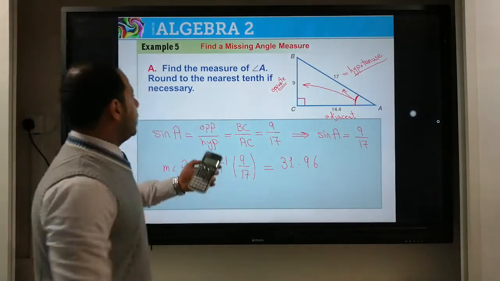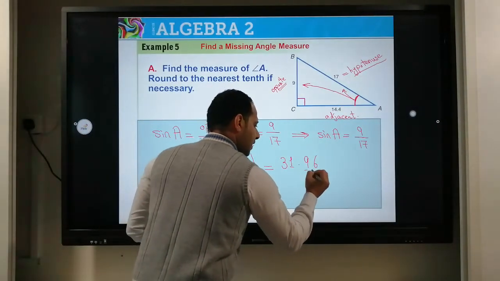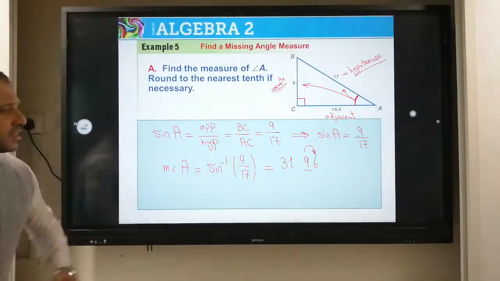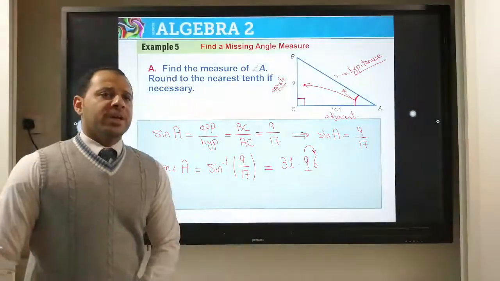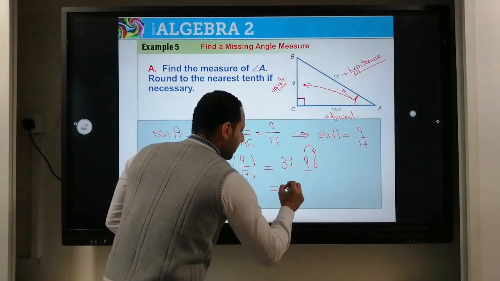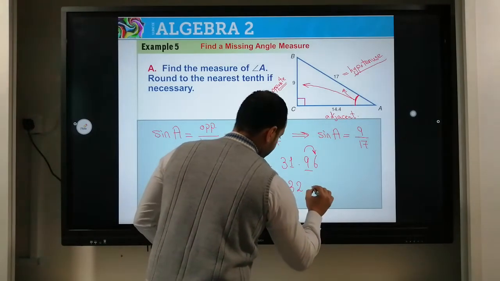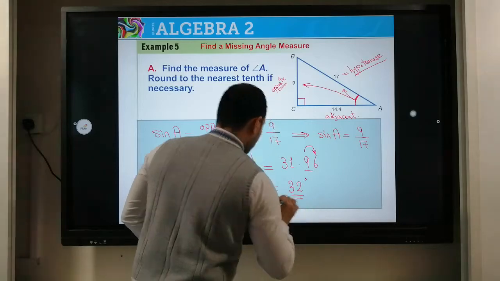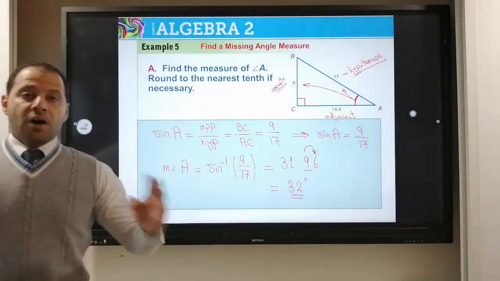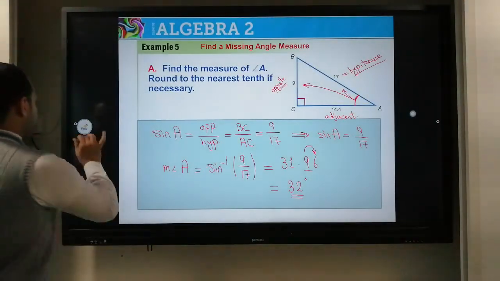31.96 and so on, but we need to approximate to the nearest 10. So this is the tens place. Go to the next digit, which is 6. 6 is a strong number. It gives 9, 1 becomes 10, and then you can add. It becomes 32 degrees. So the measure of angle A is 32 degrees after rounding. Let's go to another example.